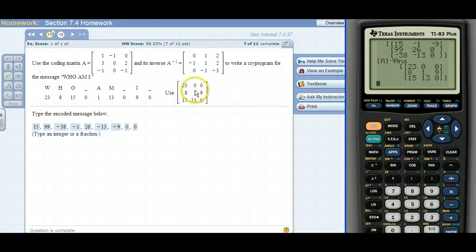Okay, 23, 8, 15, 0, and then they would know 23, that's W, 8, that's H, and they would know which letters to use. Okay, so that's how that coding, decoding stuff works.